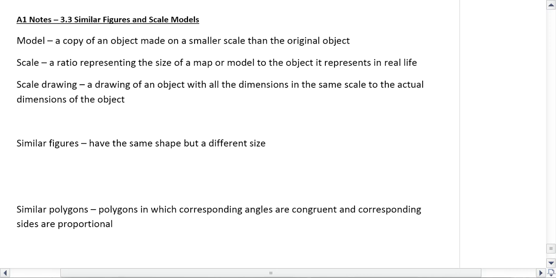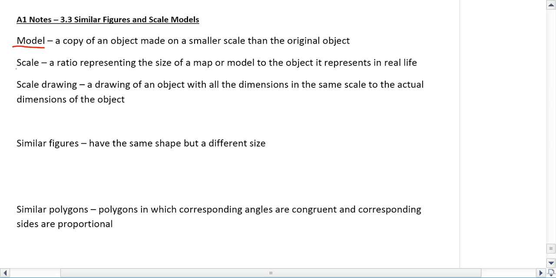So let's start with a few terms. First, the word model: a copy of an object made on a smaller scale than the original object. I think you're all familiar with perhaps a model train or a model car. They're just like the original, only they're scaled smaller.